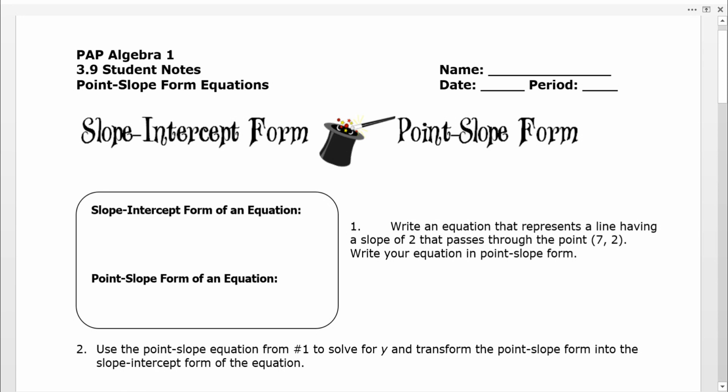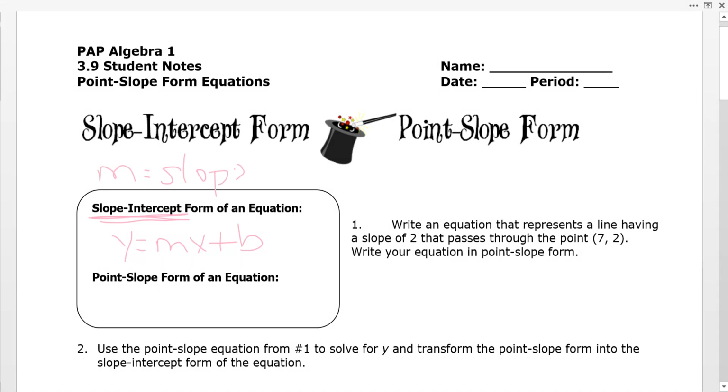Okay, so what we have done before was slope intercept form of equations, and that was y equals mx plus b. Okay, and m is the slope, and b is the y-intercept. And if you don't have the y-intercept and you still want to write the equation, you're going to use the point slope form, which means you have a point and the slope.